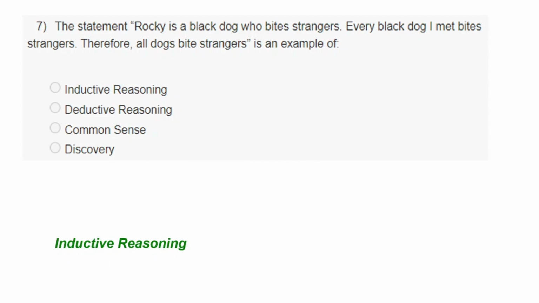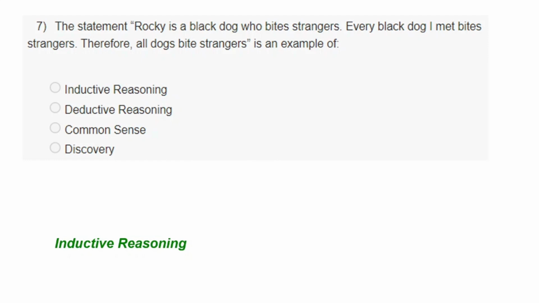That person is observing that Rocky is a black dog who bites strangers. Then he has seen that every black dog that he has seen bites strangers. So he has seen a pattern. Not necessarily, obviously not every dog will bite strangers, that's very common sense, but according to what he has observed, his perception is that every black dog he has met bites strangers.